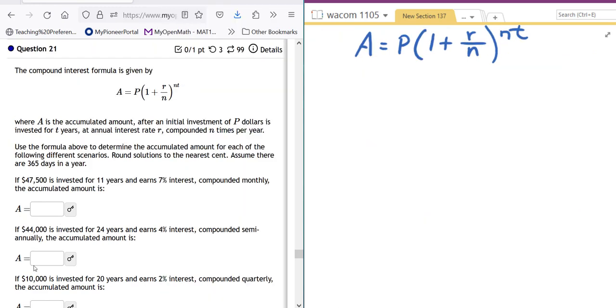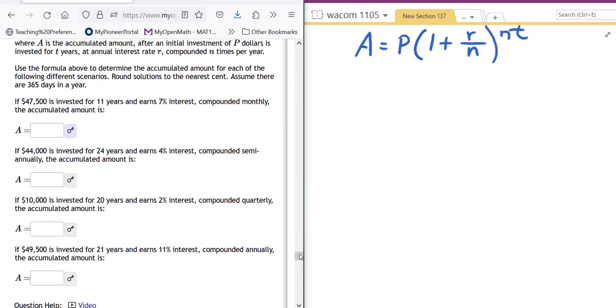All right, we're going to work on using the same formula again with the second part here. And it says this time we have 44,000, so our P is different. We are investing for 24 years, so our time is different. Our rate is different, 4%, and it's compounded semi-annually, so twice a year. So our N is 2. So we're going to plug in different amounts. Our A will still be the accumulated amount.